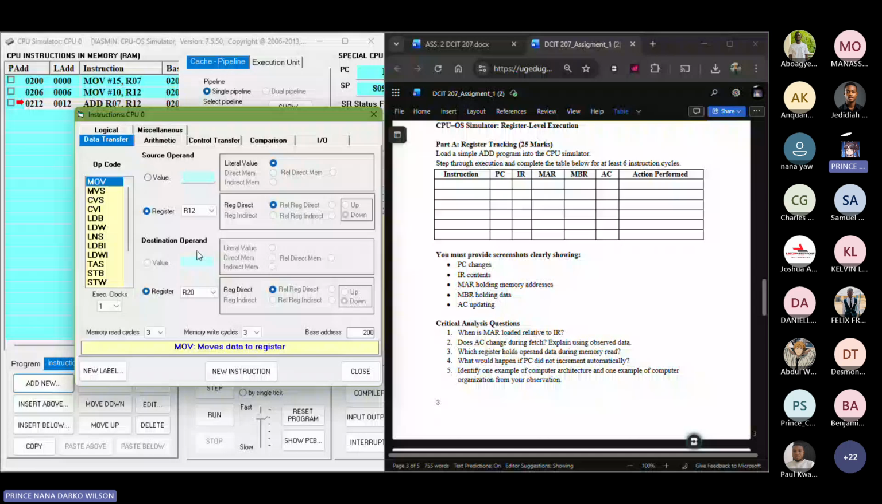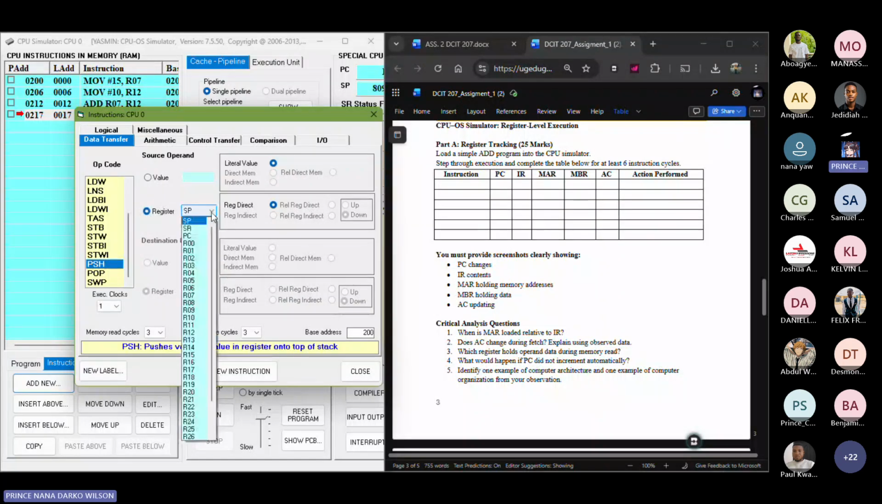So push the value in register 20 into memory. So new instruction. And then finally, we can add the halt line so that the program does not run indefinitely. So we go to control transfer, last halt.